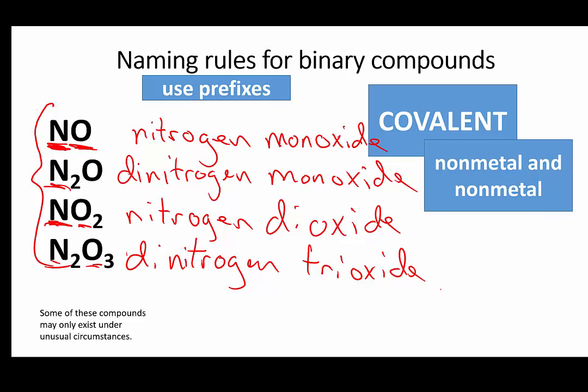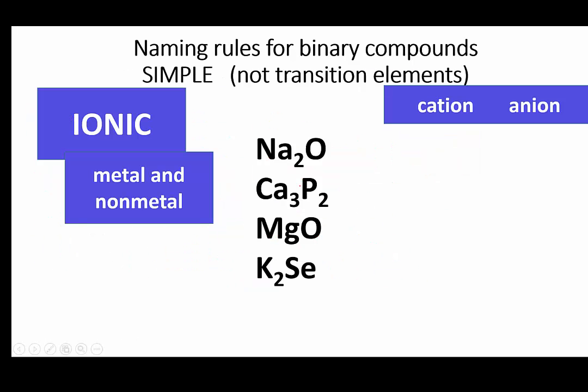The trickiest thing is to remember this: not needing a prefix if there's only one of the first element, but needing the prefix when there's only one of the second element. That's really the trickiest thing of this naming system for binary covalent compounds.